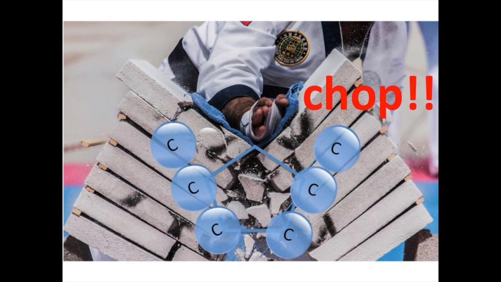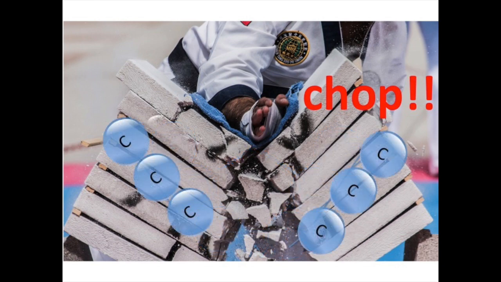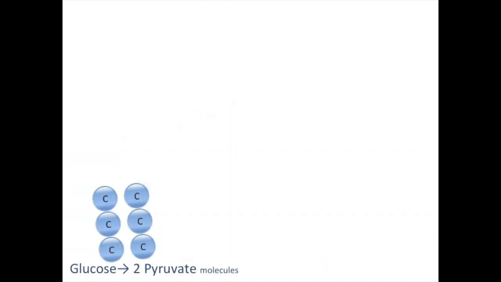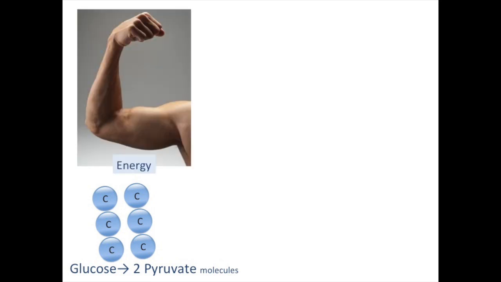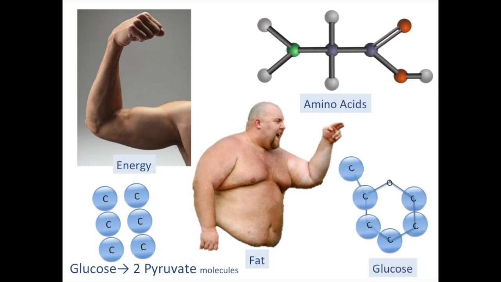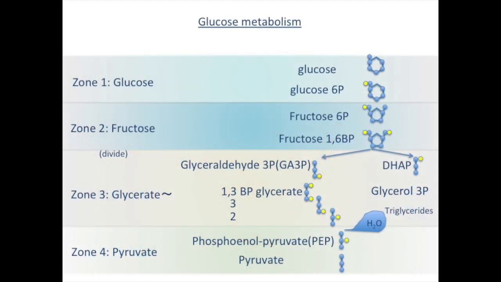Okay, let's get started. One of the purposes of glycolysis is to chop glucose into pieces and make a pyruvate. Pyruvate is a key intermediate in the synthesis of energy, fat, amino acid, glucose, and so on. There are four major names in glycolysis: glucose, fructose, glycerate, and pyruvate.